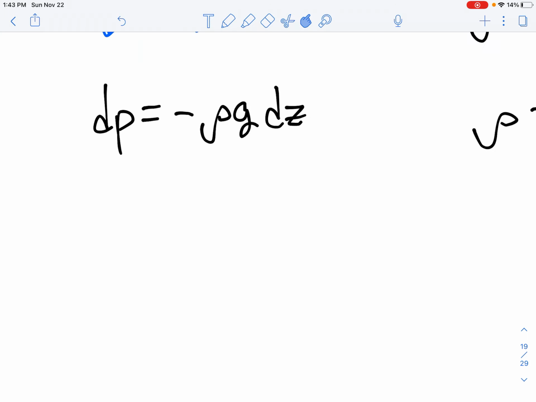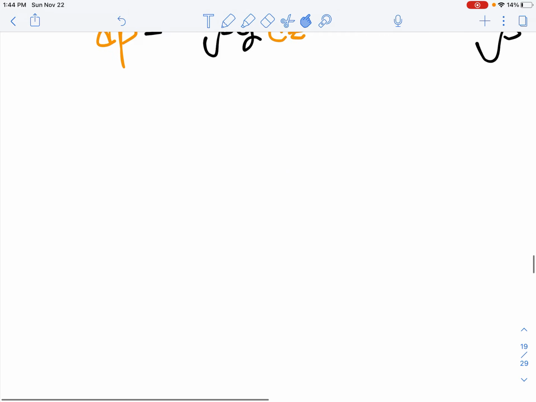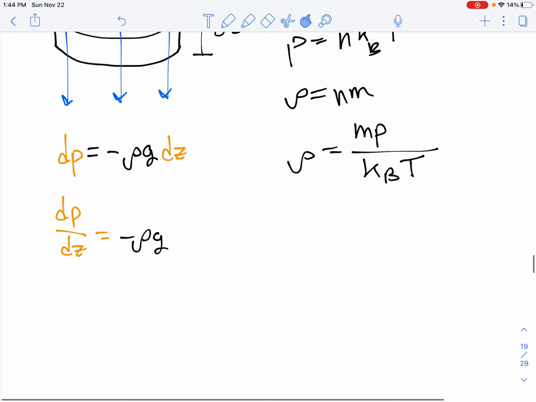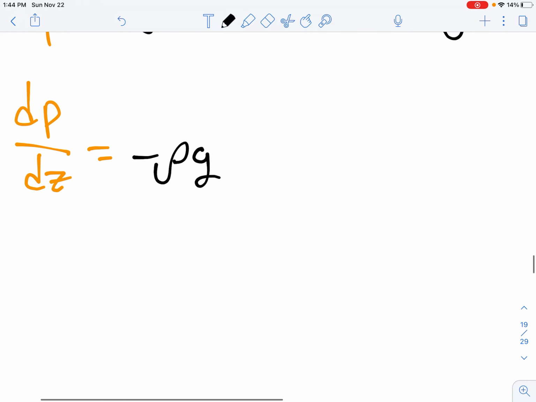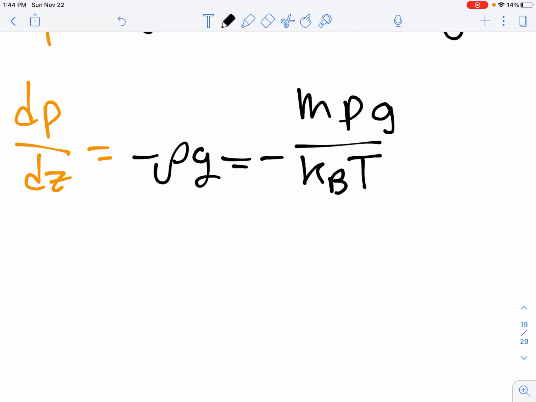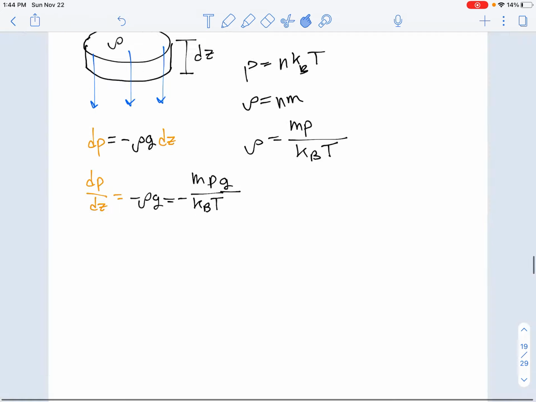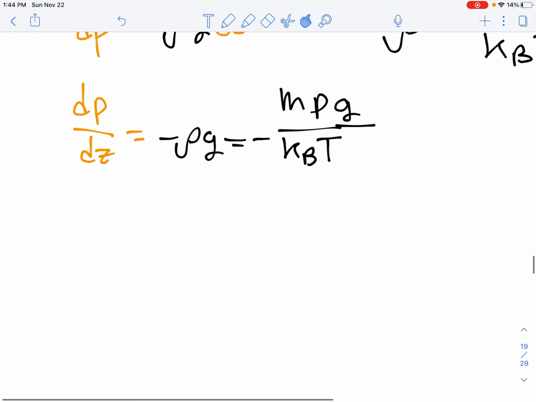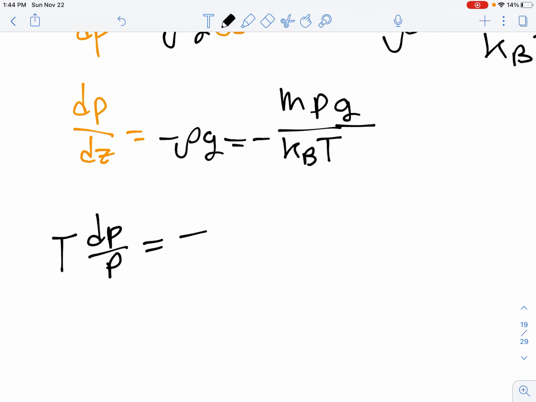So going back, we have these two differentials, and we can say that dP/dz is equal to -ρg, and ρ again is mP over k_BT, so this is also equal to -mPg over k_BT. Alright, so this is a nice start, and because of this we also know that T dP/P is equal to -mg/k_B dz.